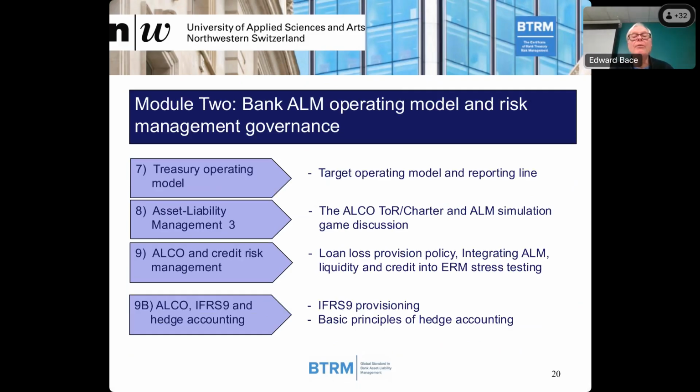In Module 2, the operating model and risk management governance, laying out best practice in terms of operating model and reporting lines, very much involving the board of the bank in these activities. Asset and liability management 3, involving charters and discussing the results of the ALM simulation game. I get more involved in Module 9 myself, ALCO and credit risk management, session 9, which covers aspects of loan loss provision policy, integrating ALM liquidity and credit into stress testing, then moving on to the role of the Asset and Liability Committee, implications of IFRS 9 and hedge accounting, outlining some basic principles there. So you can see we delve into a fair amount of detail into each of these topics in order to inform and educate and be able to apply these in terms of best practice.